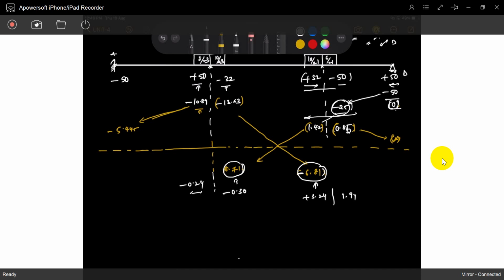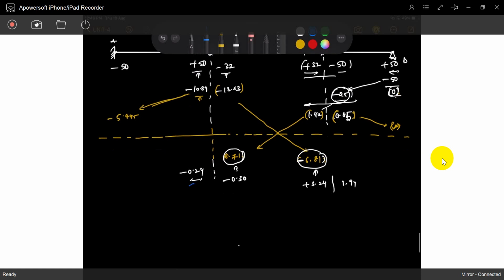The second iteration is also over. But before that, we have to take the carryover into consideration. First, we have the distribution factors. We will distribute the moment based on the distribution factors, then the carryover factors. If any far end is fixed, the carryover moment is carried forward. So now again you will do carryover. What is the carryover? Half will come. 0.24 divided by 2 is 0.12.